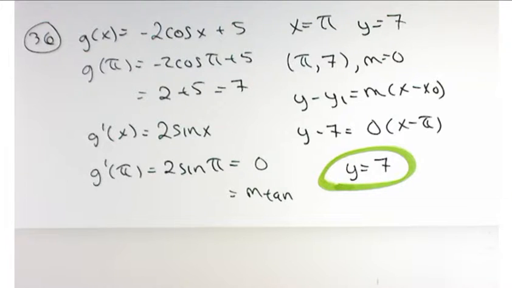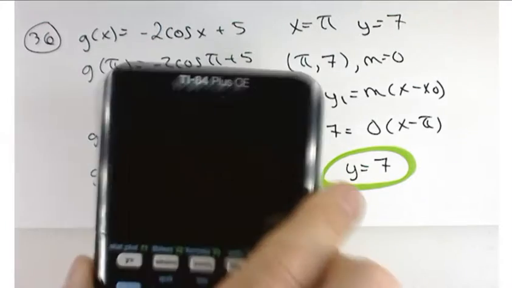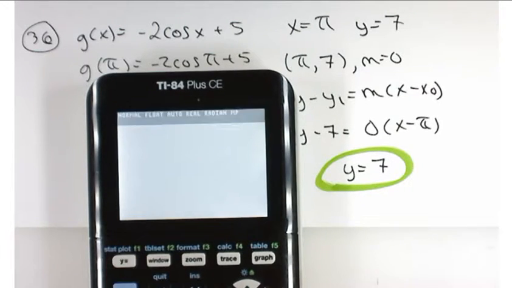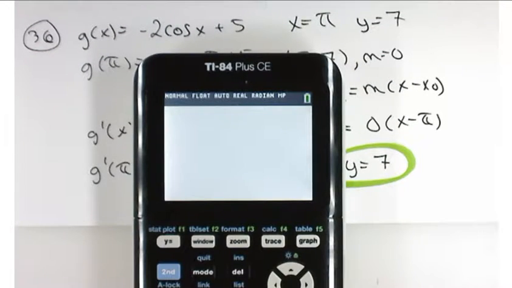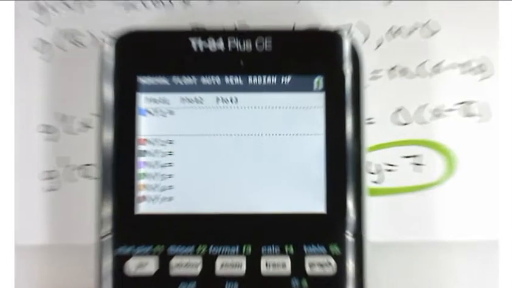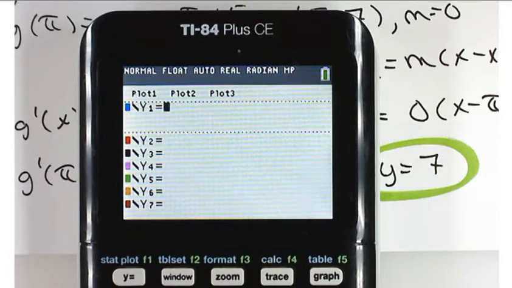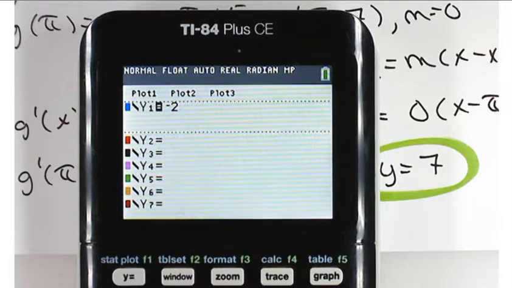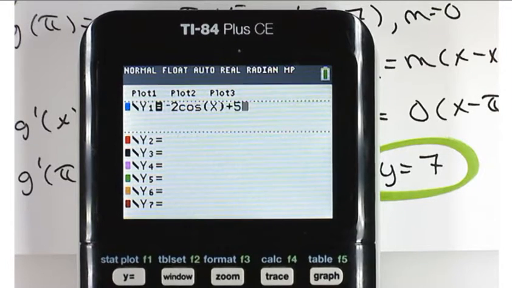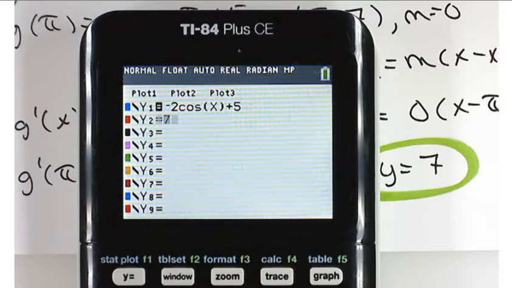So if you need to borrow a graphing calculator, you know the drill. Let's graph it. Input into the y equals key your function and the tangent line. So hit the y equals key. If there's anything there, we'll clear it out. Negative 2 cosine of x, close parenthesis, plus 5, and then y equals 7.